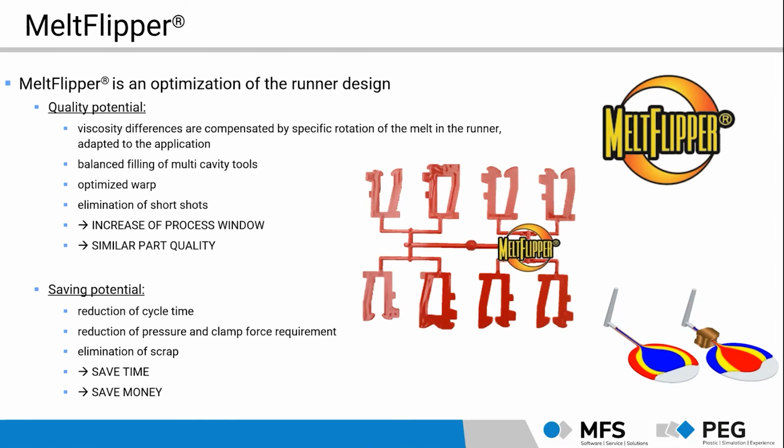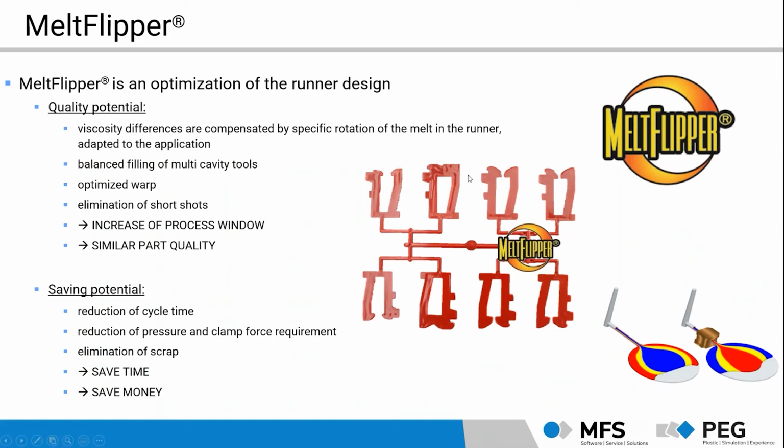So what do customers get as benefits when they use MeltFlipper technologies in their tool? On the one hand, we have the quality potential. So the viscosity differences are compensated. That leads to a balanced filling of the multi-cavity tools. This leads to optimized warp, elimination of short shots. In total, it leads to an increase of our process window, and it leads to a similar part quality.